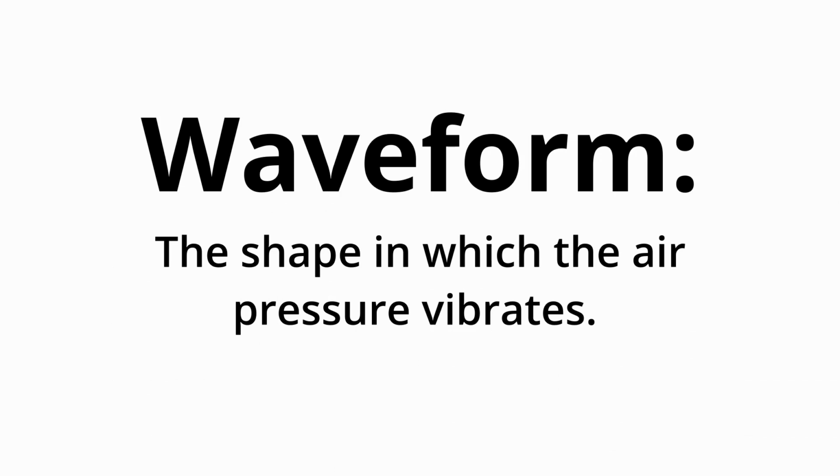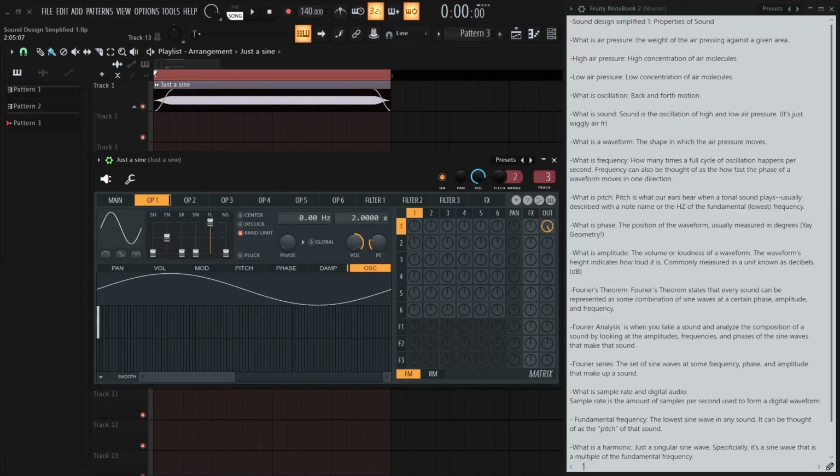The next property of sound is the waveform of sound. The waveform is the shape in which the air pressure vibrates. Speaking of waveforms, there are 4 basic waveforms that are important to know: the sine wave, the triangle wave, the square wave, and the saw wave.